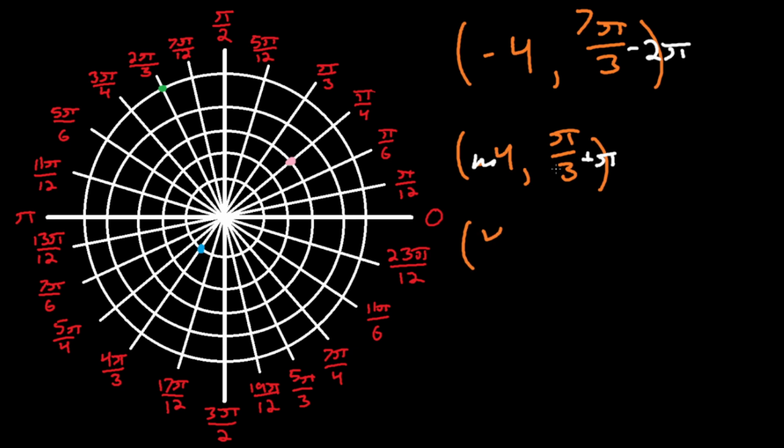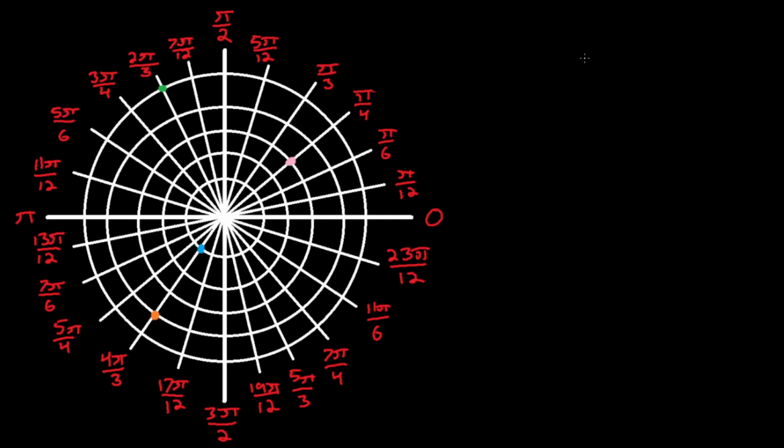So the new polar point we get is 4, comma, 4 pi over 3. Now this is very easy to plot because we have 4 pi over 3 along your polar plane already, and you also have 4, right? It's the fourth ring. So if I were to plot this, I would get 4 pi over 3, which is right here.